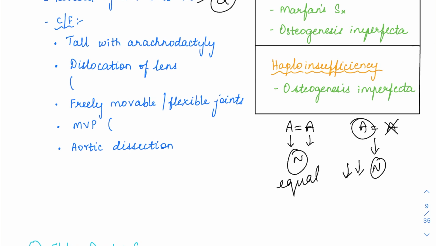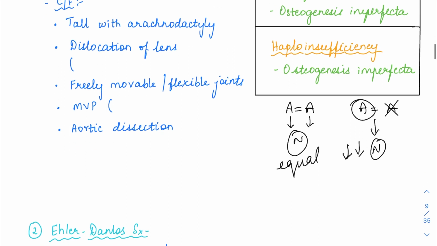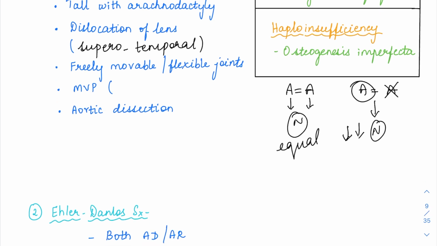Okay. So clinical features of a Marfanoid: the history will be given as a tall guy with long arms and long legs. And they'll have long fingers as well. This is what we call arachnodactyly. So a tall guy with long extremities having long fingers will be given, and they'll have dislocation of the lens. Usually the dislocation is going to be superotemporal. So upper and outer dislocation of the lens is going to be there. And then their joints are going to be very lax. So freely movable joints will be there. So they can bend their thumb like this.